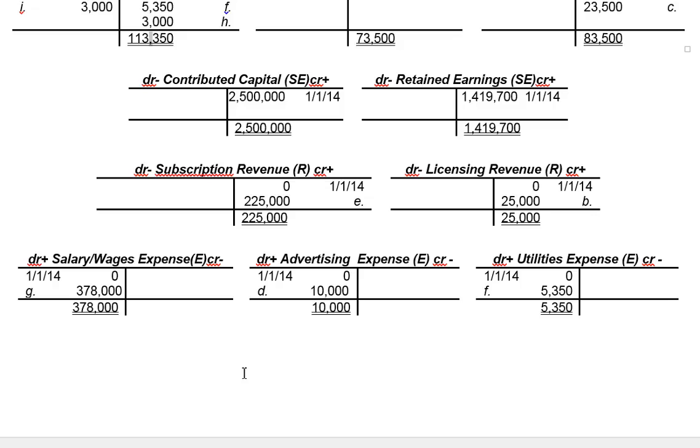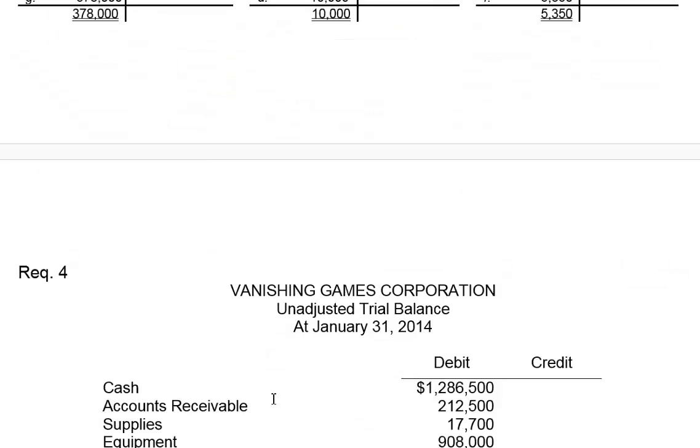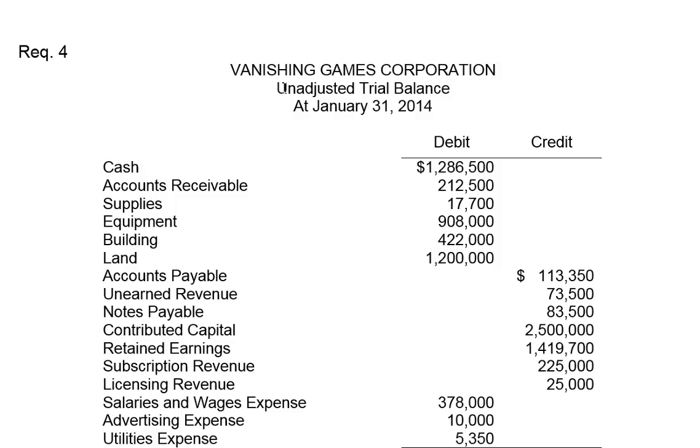This question has asked us to do a little check before we do any financial statements to prove that the total dollar value of all of the debits and credits that we process throughout the month of January will leave us in a balanced position where the total dollar value of debits and credits is equal. That requirement means do an adjusted trial balance.